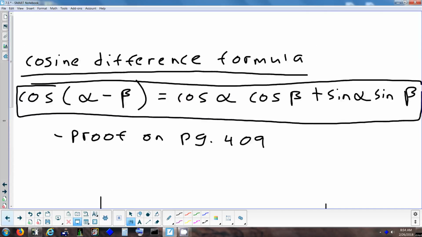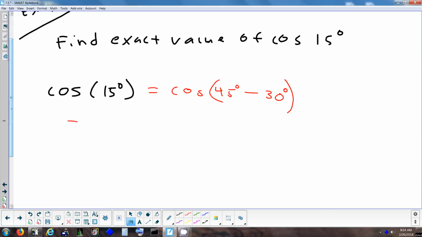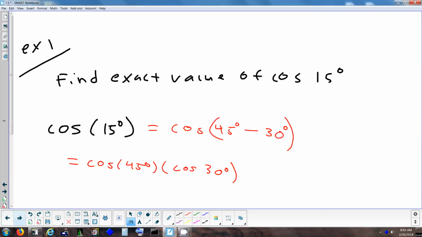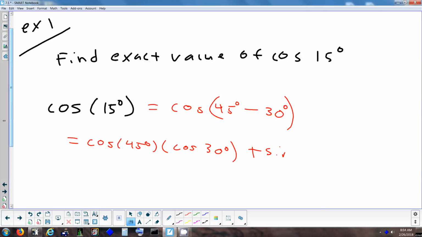So we're going to start with cosine of the first, cosine of the second. And then we've got plus sine of the first, sine of the second.